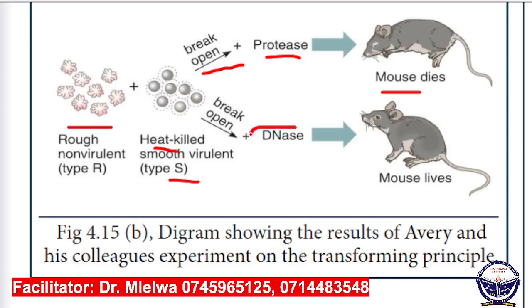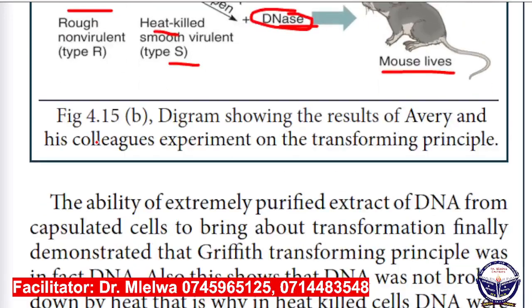Lakini tukiongeza DNase, panya anaishi, mouse live. Kwa nini panya anaishi? Kwa sababu hii DNase imeenda kuvunja DNA which is the transforming principle. Kwa hiyo panya ataishi kwa sababu transforming principle imevunjwa, hence atabaki na rough non-virulent category.